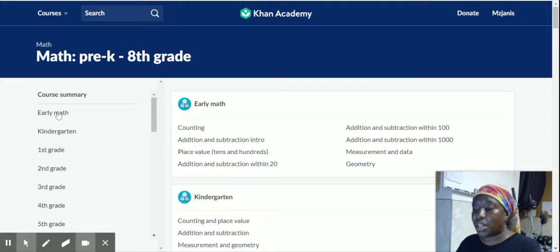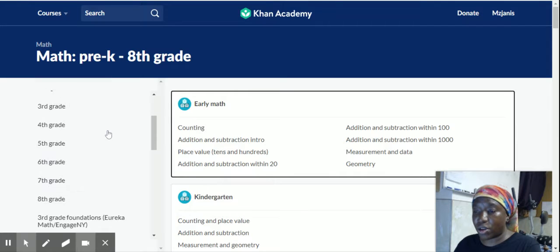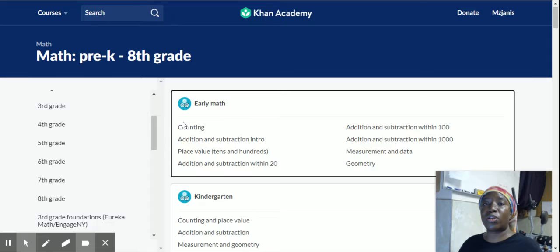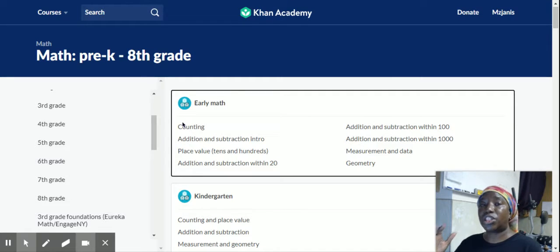Now let me show you what early math consists of. Early math is before you go to kindergarten, and it's counting. So we went over counting from 1 to 100. We counted grapes and cherries, and then we did the walking around the block. So we're building on the Khan Academy Kids format, or platform, that's on your phone.